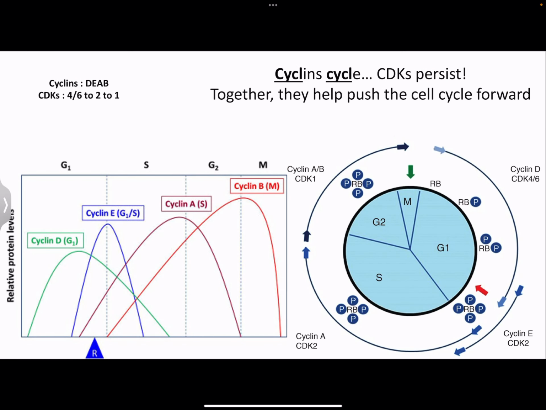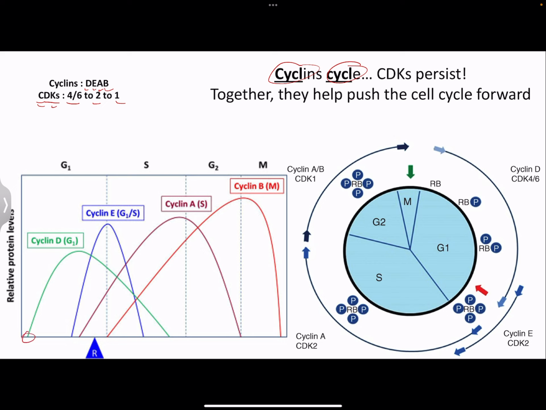So pushing the cell cycle forward, we have these things called cyclins, and cyclins cycle. So we have D, E, A, B in that order from G1 all the way to M. And these are going to correspond with the cyclin-dependent kinases 4 and 6 and 2 and 1. So let's just look at G1.